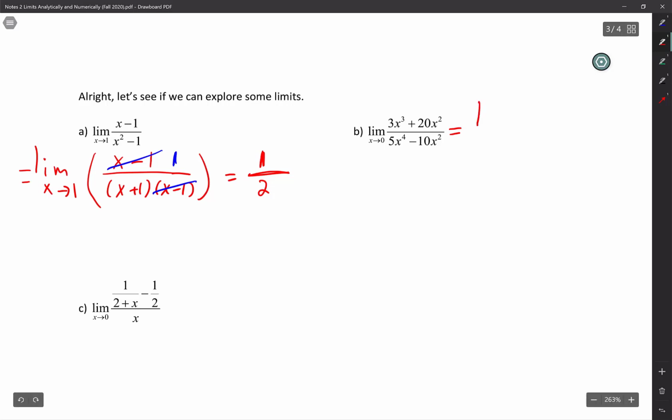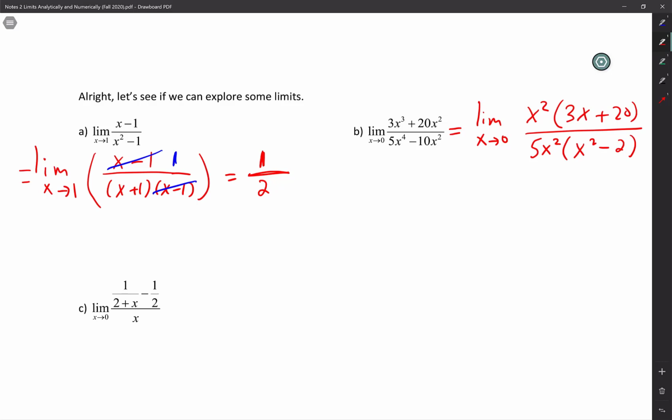So look at this. I'm going to write the word limit as x approaches 0. Again, you cannot do direct substitution because you get 0 over 0. So I see in the top, I have an x squared that I can factor out, and in the bottom, I have a 5x squared I can factor out. So I'm going to factor out an x squared, open parenthesis, and I'm going to have 3x plus 20. In the bottom, I'm going to factor out a 5x squared, close parenthesis, and I'm going to have x squared minus 2. I guess you don't necessarily need a parenthesis, but to keep the same habit, I'm going to put the parenthesis like that.